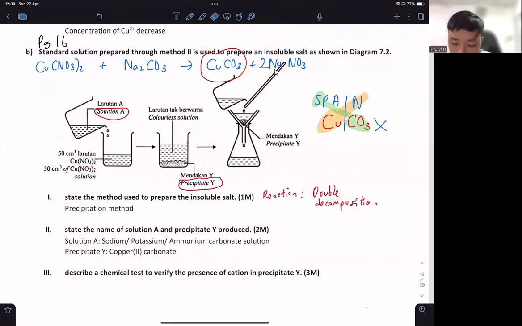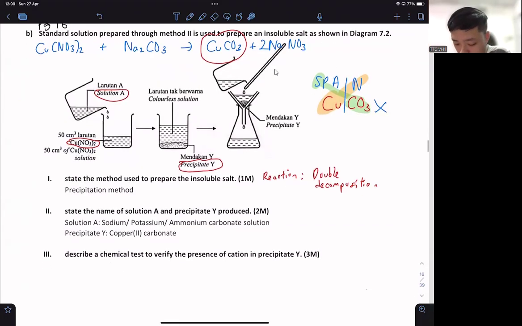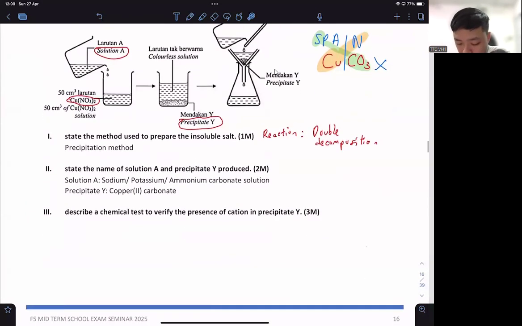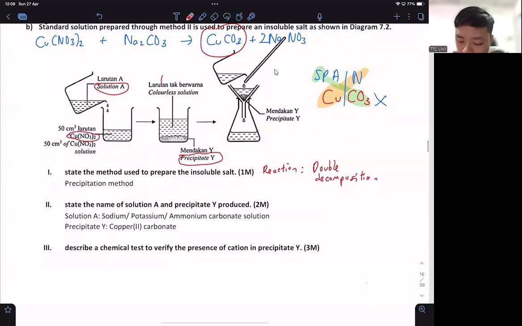Can you use nitrate to get the insoluble salt? Impossible, right? Nitrate is all soluble. So you can only think of how to make copper insoluble. So you can think, pair with what negative ions? You got sulfate, you got chloride, you got nitrate, all this. You got this carbonate. It means the current solution is the NaNO3.